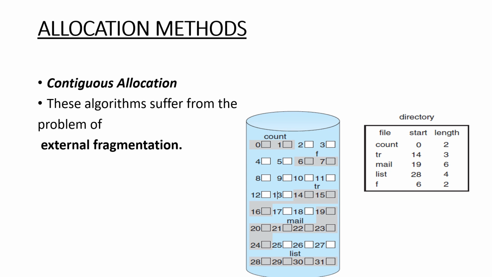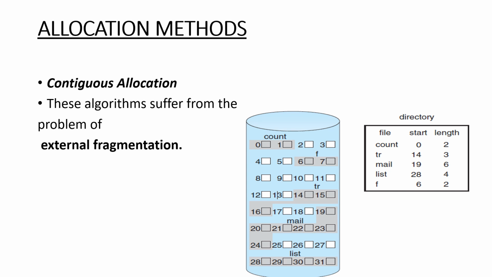First we can see the contiguous allocation. This algorithm suffers from the problem of external fragmentation. We have already seen what external fragmentation is, and while doing the contiguous allocation method, we will face this external fragmentation. The empty spaces will be there, but we cannot allocate the pages in between, because the free pages will be scattered here and there. So we cannot allocate those pages in these free spaces. That is called external fragmentation.